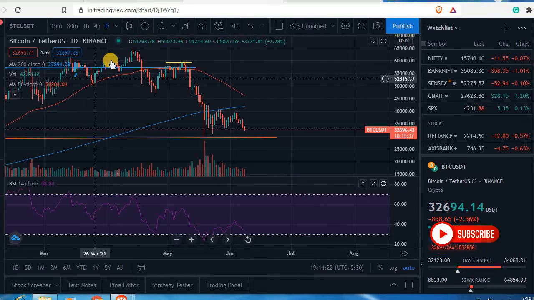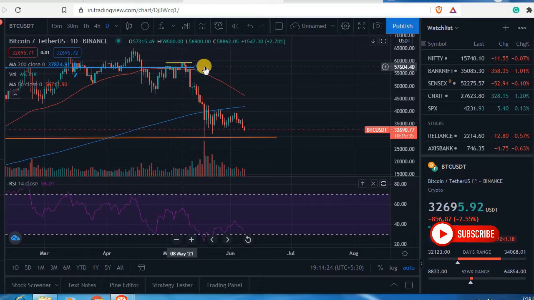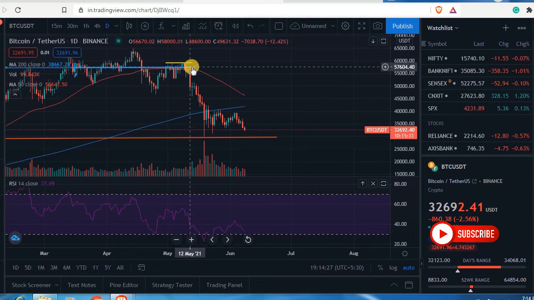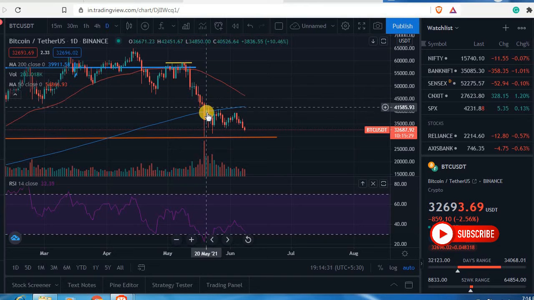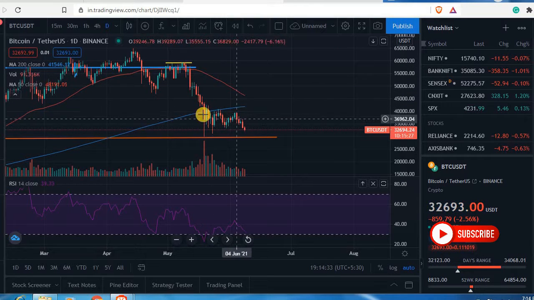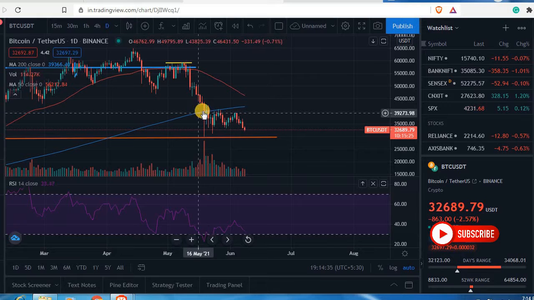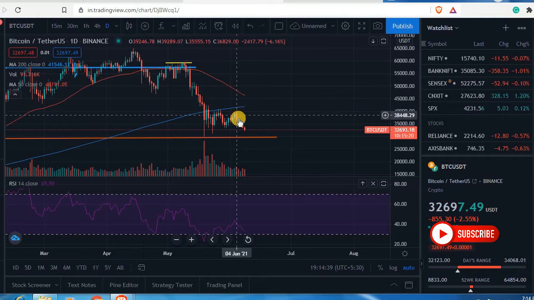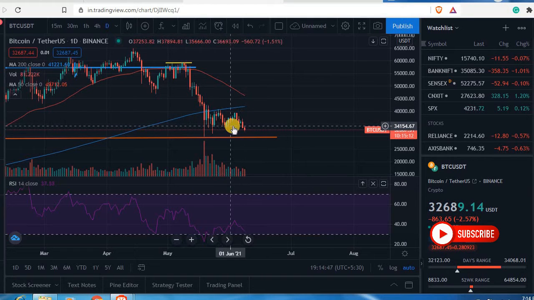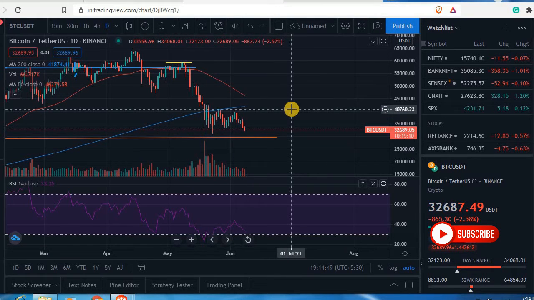So right now I am on the daily chart for Bitcoin, and as you can see, since the time we started dropping from 57,000, this drop is still going on. We broke the 200 days moving average and we are still below the 200 days moving average. We try to make these attempts, but they have continuously failed. So we are below the 200 days moving average.